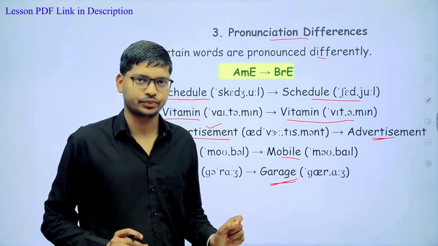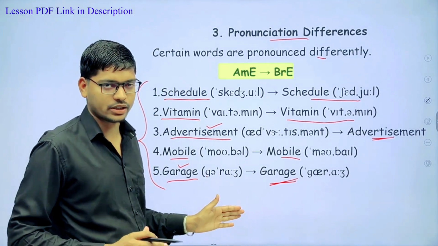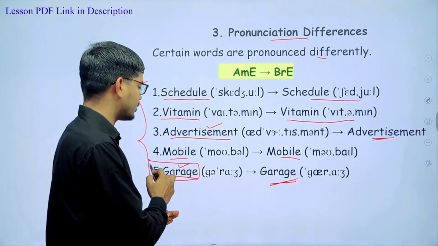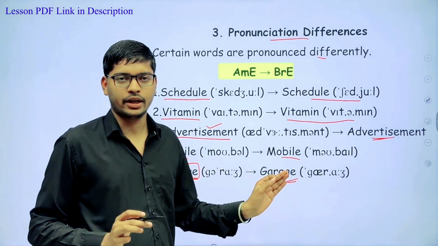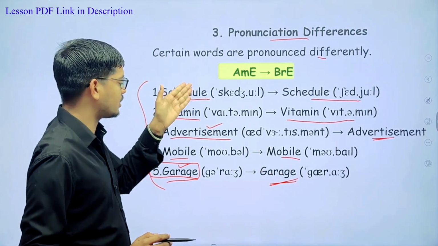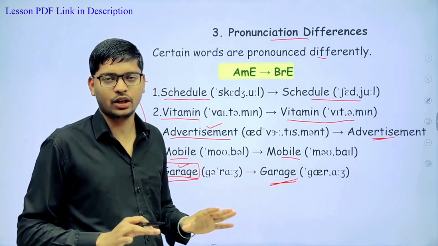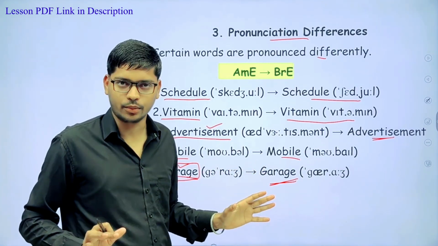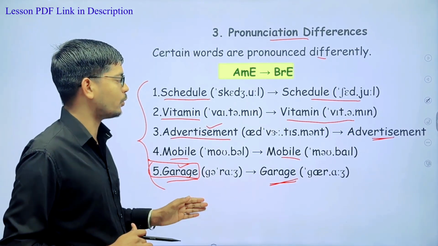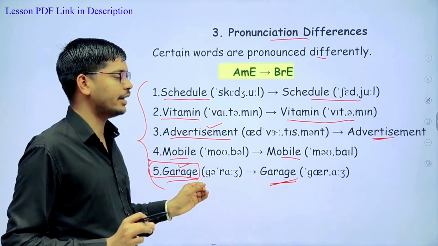So guys, you understand these types of word differences, and this difference is related to pronunciation. Here the spelling is similar but the pronunciation is different. These are British words and these are American words, but the spelling is the same, and only the pronunciation is different. So you must remember the pronunciation of these kinds of words. Okay, so let's see the next difference.